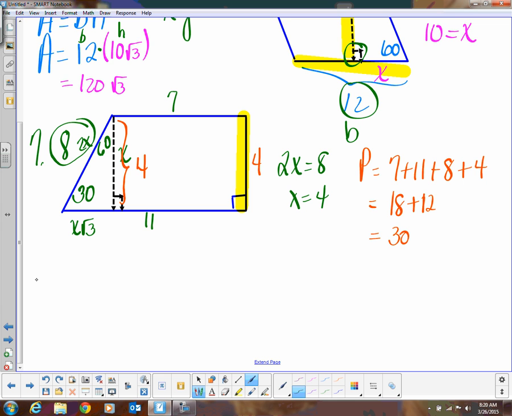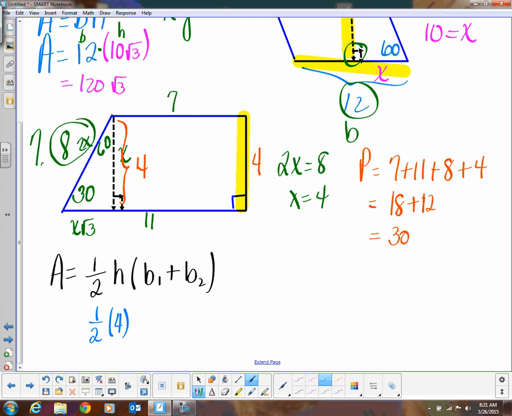So now what's the area formula? You got to know this. What is it? One half height times, in parentheses, the sum of the bases. Okay, you've got to study these. All right, do I know my height? What is it?